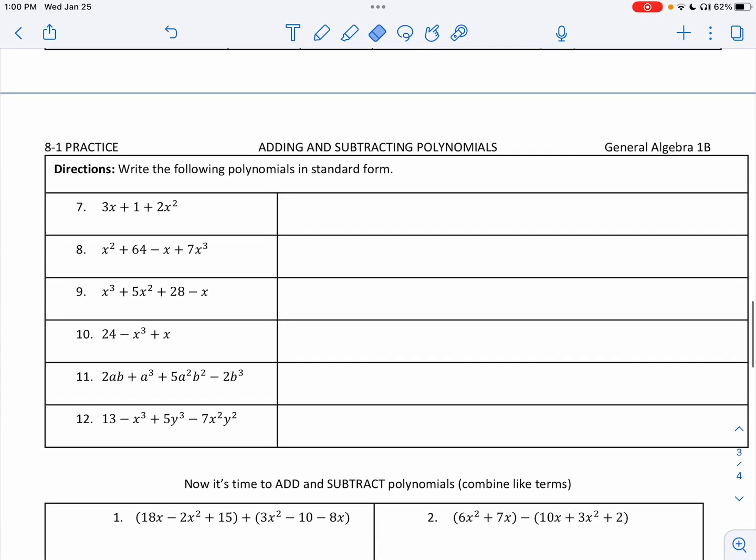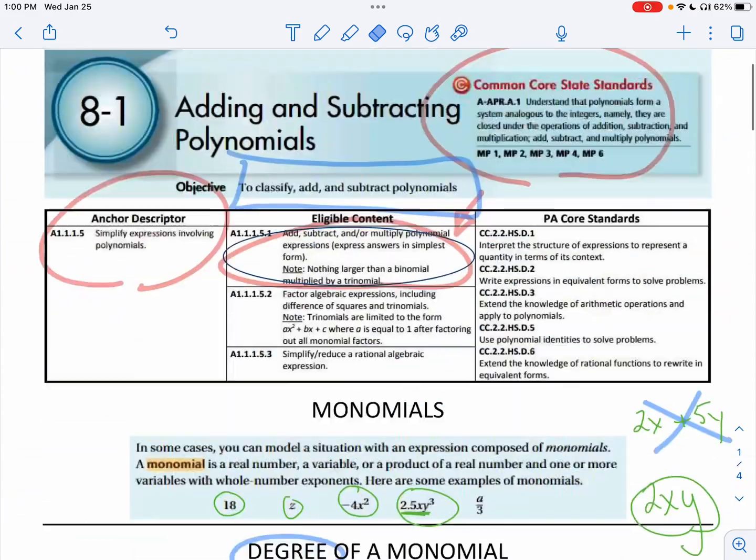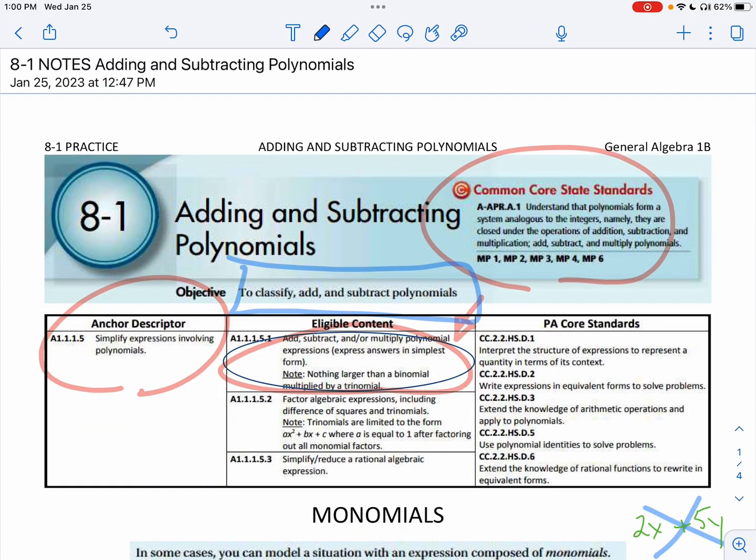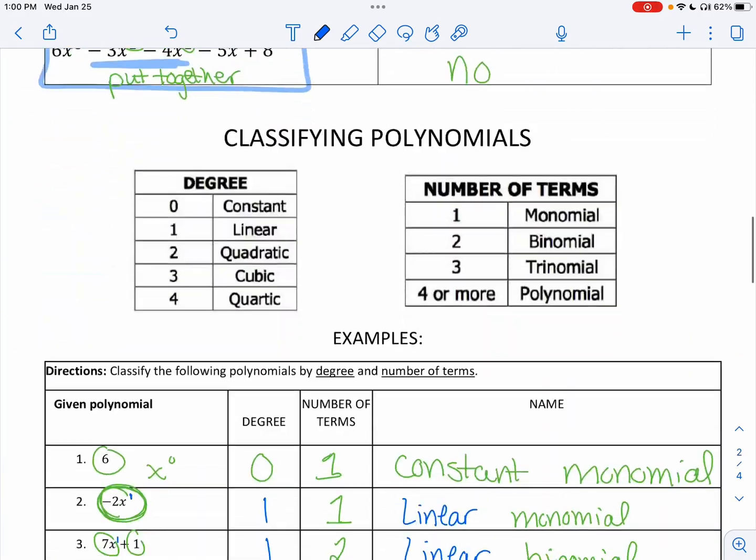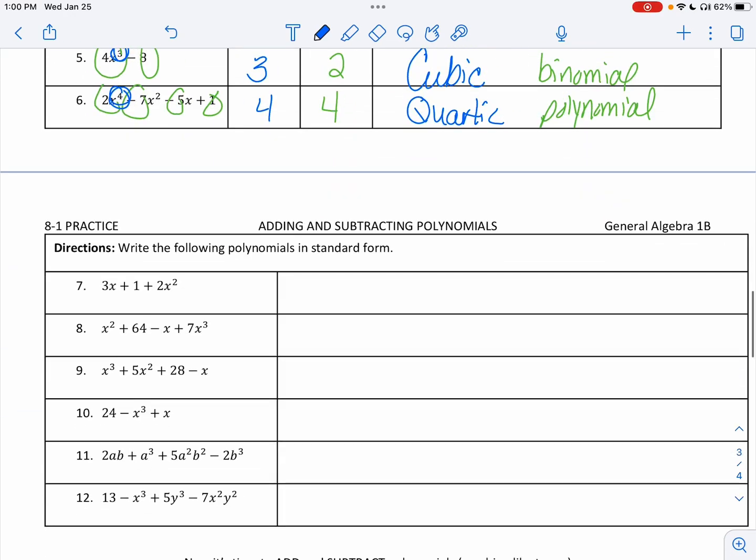Let's take a look at, I apologize. I just realized, and I'll fix this on your notes, that should say 8-1 notes. That should not say 8-1 practice. Excuse me. So this should say 8-1 notes. I'll fix that on yours.